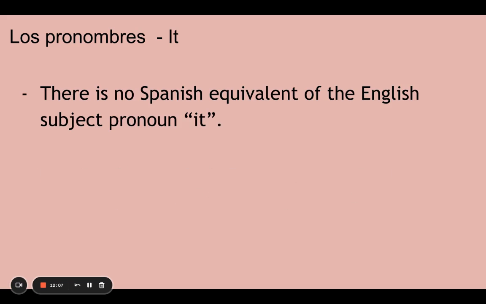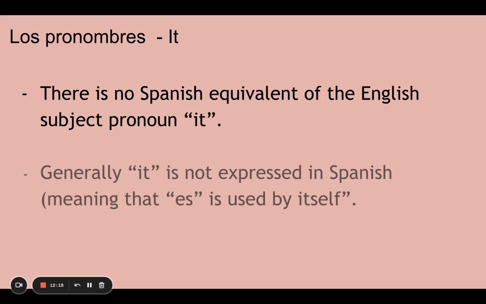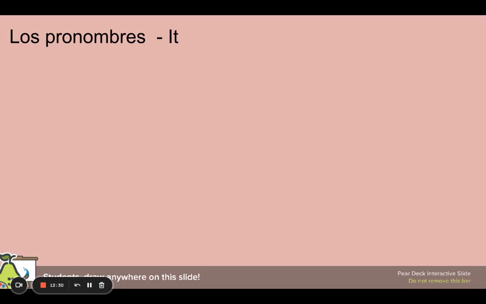It. There is no Spanish equivalent of it. You can't say it in Spanish. Generally, it is not expressed in Spanish, meaning that es is used all by itself.